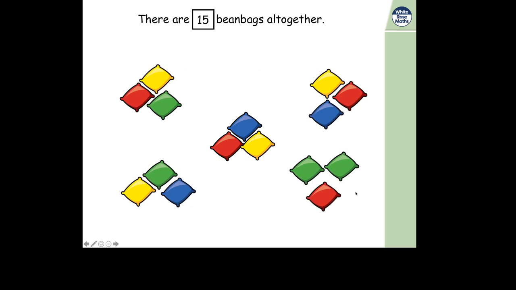How many groups of 3 have we got? So we've got 1 group, 2 groups, 3 groups, 4 groups, 5 groups. So there are 5 equal groups with 3 bean bags in each group. That is what grouping is. You take the total that you start with, and you're grouping them together.